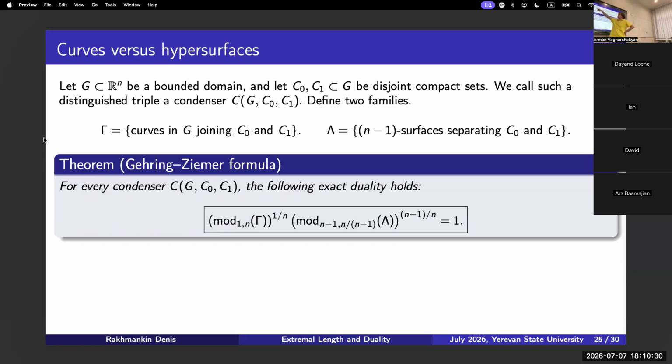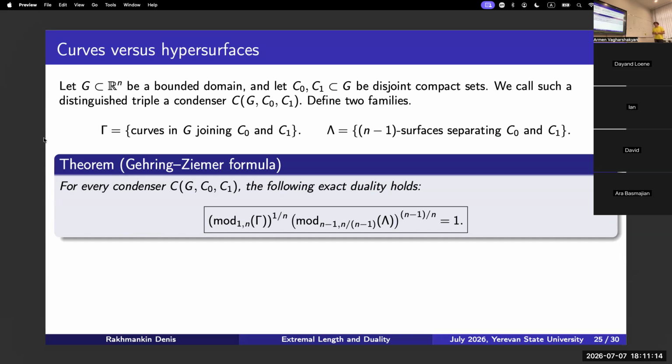Suppose we have a bounded domain, and in that bounded domain, two disjoint compact sets. This triple we call a condenser. The first family, gamma, is curves which join the two parts of this condenser, and lambda is a family of surfaces that separate them. As an example, it's quite clear: suppose we have two spheres somewhere in R3, and this is an element of gamma, and this is an element of lambda.